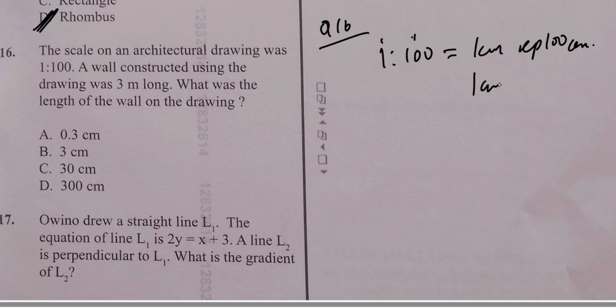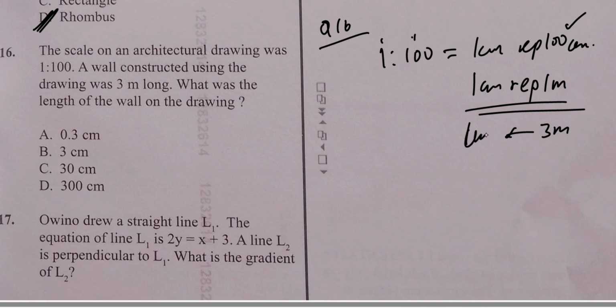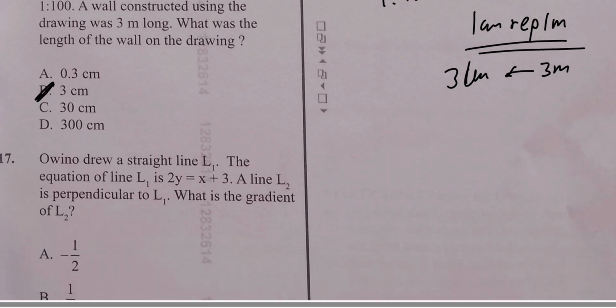So if you want to change this into meters, you take 100 divided by 100, it gives you 1. So for every 1 centimeter that you draw, you're representing 1 meter of the actual distance. Now the wall constructed using the drawing was 3 meters long. So basically it will be just a drawing of 3 centimeters. So what was the length of the wall? It's just 3 centimeters. That's a very tricky question.